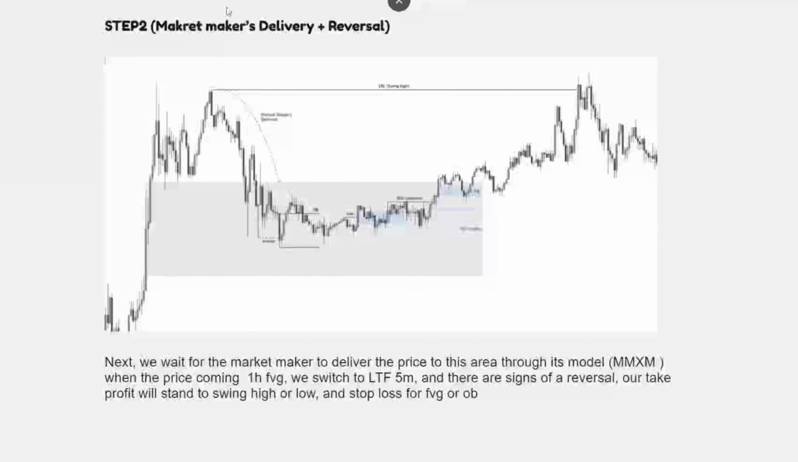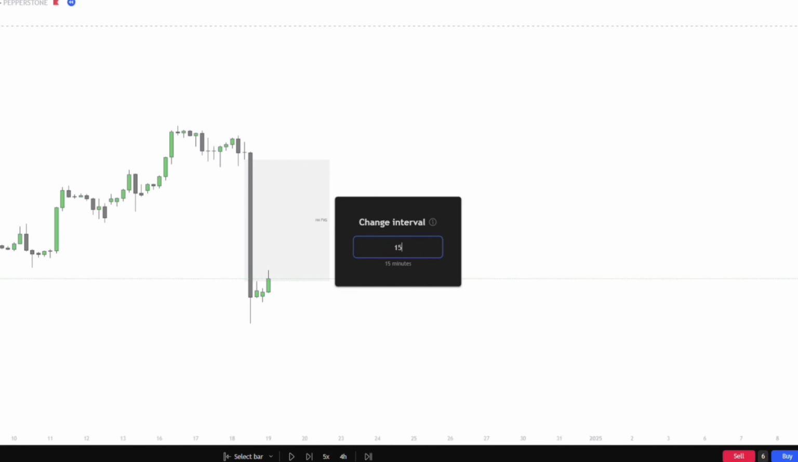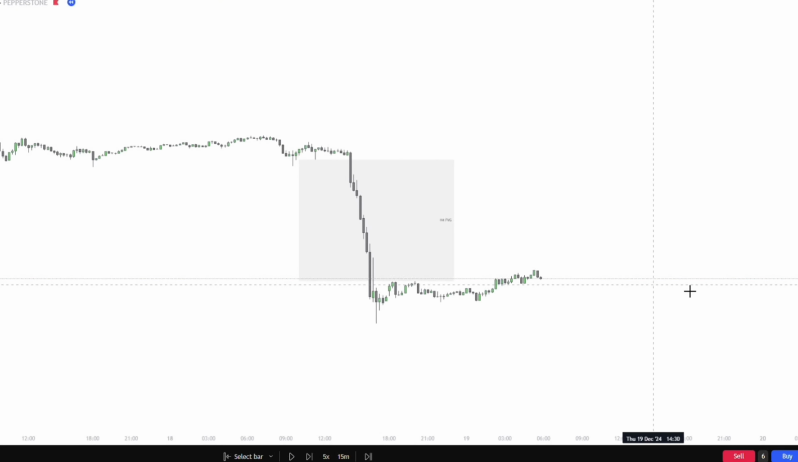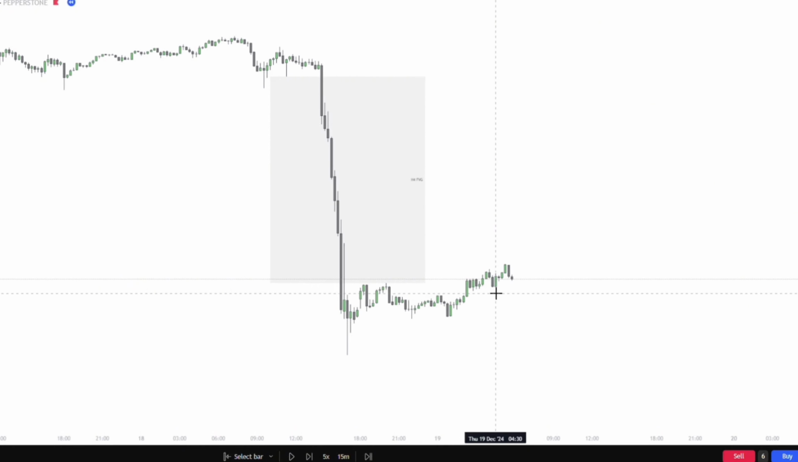I will test the strategy on Nasdaq 100 using the 4-hour time frame to find a fair value gap. And after filling this gap, I switch to the 15-minute time frame to identify the entry point. So let's look at the overall picture. As you can see, on the 4-hour time frame a fair value gap was formed. And let's switch to the 15-minute time frame and wait for the price to fill this imbalance.